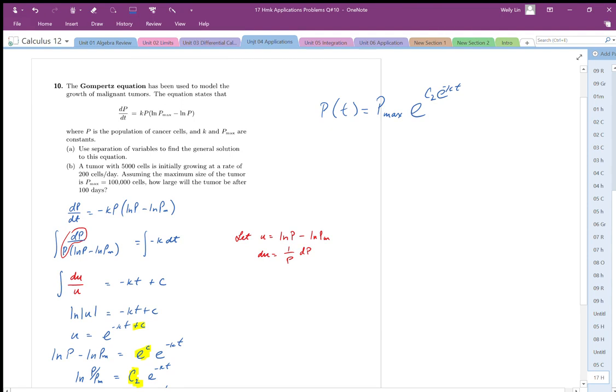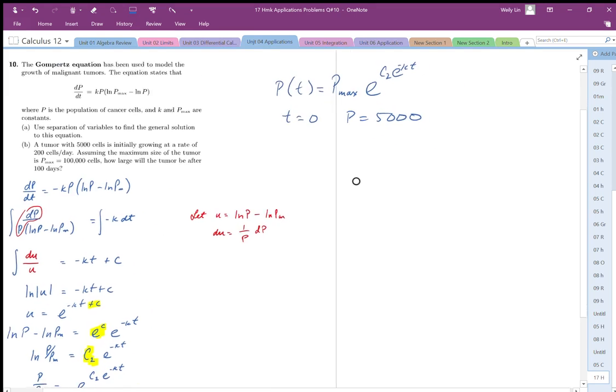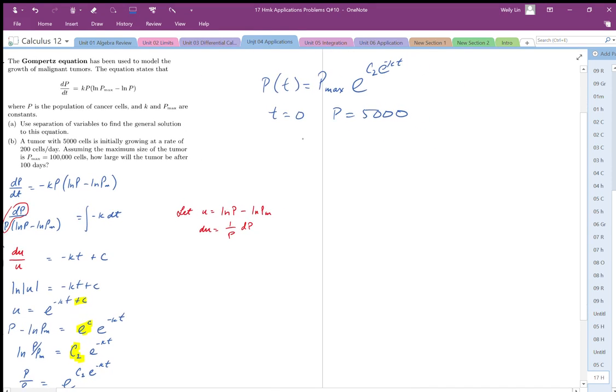So I'm going to first of all solve for C2 by using the condition at t equals 0, the population is equal to 5,000. Okay, so at t equals 0, P equals 5,000. So I'm going to plug that into my equation. 5,000 is equal to P max, which is 100,000, and that's going to be e to the C2. T is equal to 0, so this expression is going to be equal to 1. So I'm just going to change that to 1.